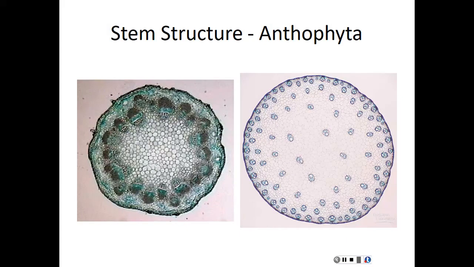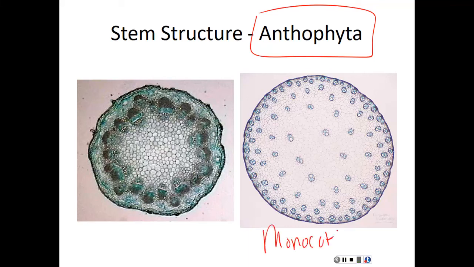So stem structure. Again, everything is phylum Anthophyta here. We're talking flowering plants. So whether you're a monocot or eudicot, you're still a flowering plant. There are some important differences in stem structure in monocots versus eudicots that you'll need to be able to recognize. First of all, if we look at the stems, in a monocot the vascular bundles are scattered throughout the stem. In a eudicot, we have our vascular bundles in a ring.